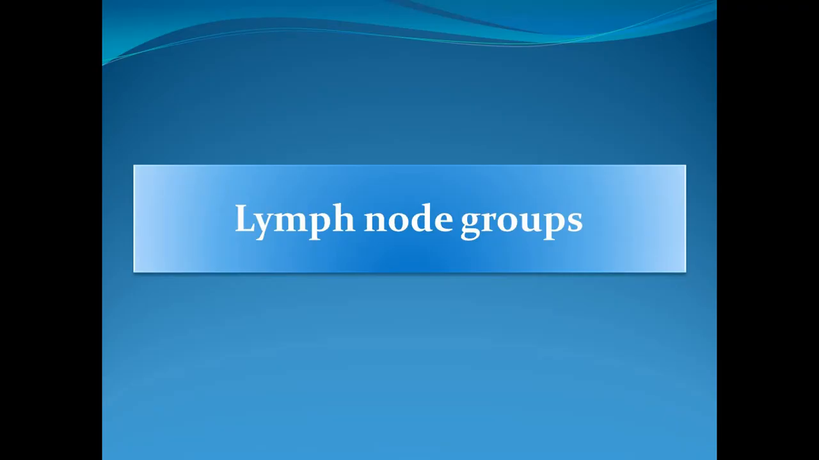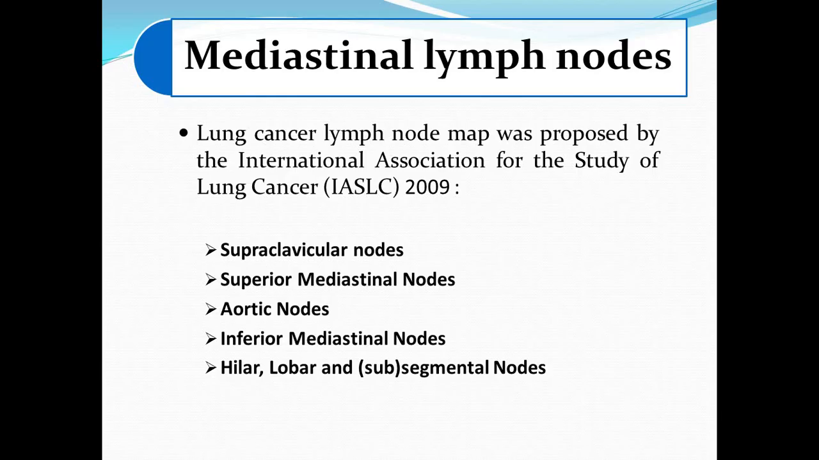Then we move on to our last part of this lecture, which is the lymph node groups. Here you need to add more focus, and to be more concentrated. Because lymph node groups of the chest, particularly the mediastinum, are among the most important lymph node groups in the body because they are related to the staging of lung cancer and other pathologies of the chest and mediastinum.